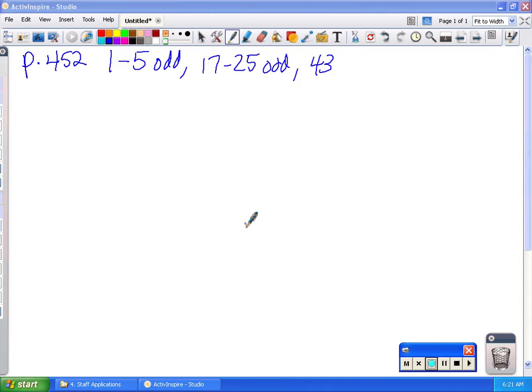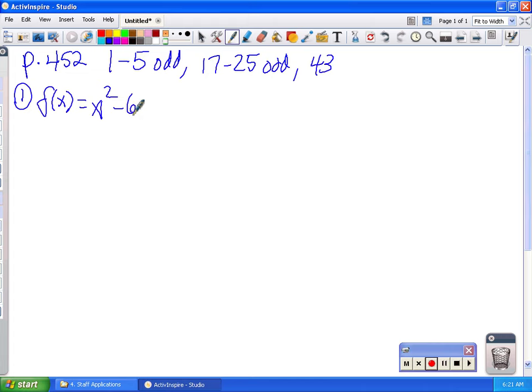This is the homework for page 452 for finding the area between two curves. Problem number 1, because we're doing 1, 3, and 5, the graph is already given for you, so you don't have to graph it yourself. They give you that f of x is equal to x squared minus 6x, and g of x is equal to 0.